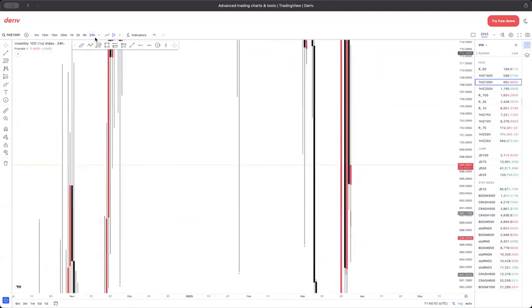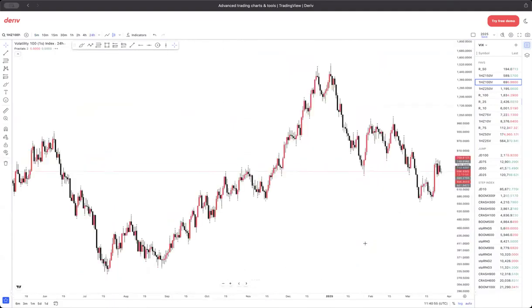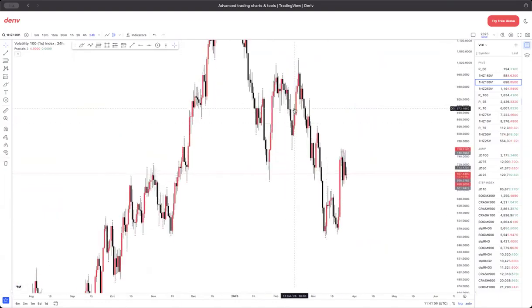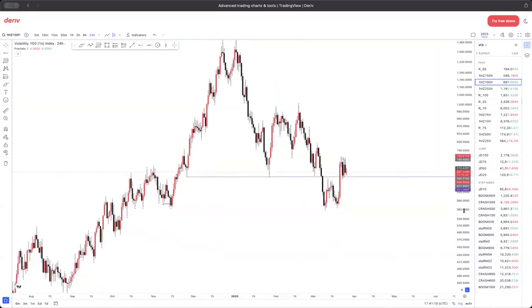Let's check what the higher time frame is doing on V100s. Are we counter trading or are we following the trend? Now, if you check V100s, you agree with me that we have what? You have a sweep of liquidity here. We have structural liquidity somewhere around here. Or is this the structural liquidity?